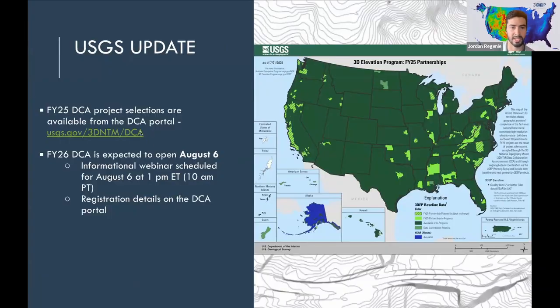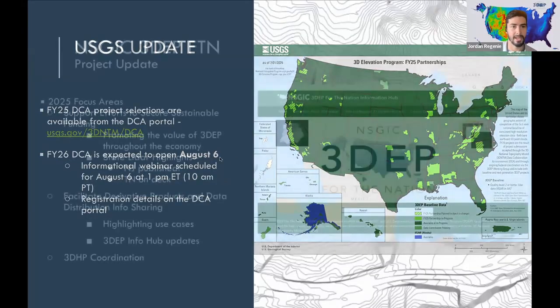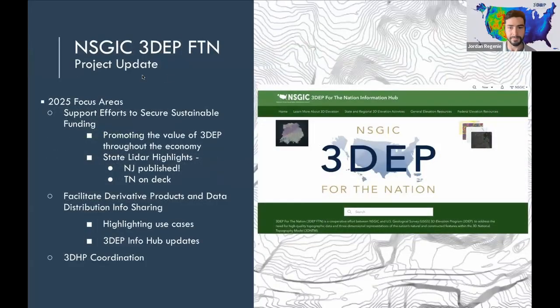All right, awesome. Thank you, Sue and Chris. Really appreciate this update. It's exciting to see these projects moving forward and having additional clarity there that FY26 DCA is primed and ready to go starting August 6th. On the NSGIC side of things, we are focusing on 3 key initiatives to help support state activity and align it with USGS activity. Always top of mind is securing sustainable funding, where we do that by promoting the value of 3DEP throughout the economy.